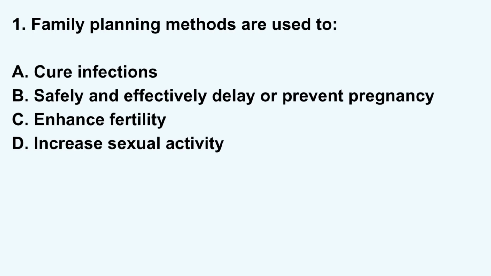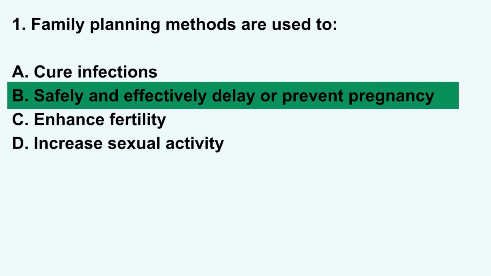Family planning methods are used to: A. Cure infections, B. Safely and effectively delay or prevent pregnancy, C. Enhance fertility, D. Increase sexual activity. Correct answer is B. Family planning's primary purpose is to help individuals or couples control fertility by preventing or postponing pregnancy through safe and effective methods.